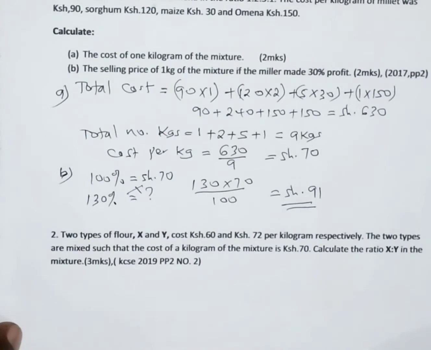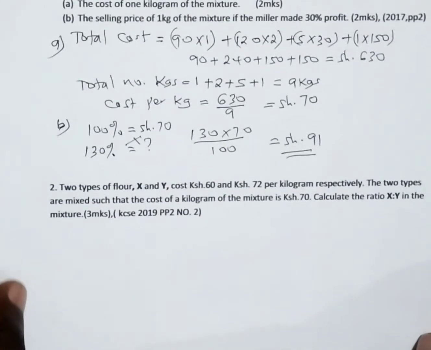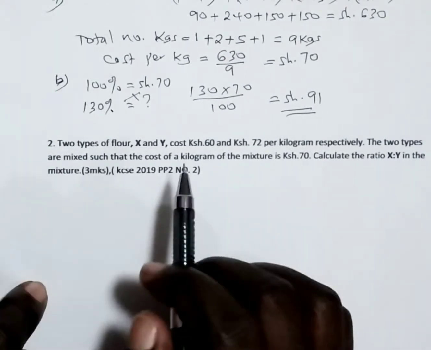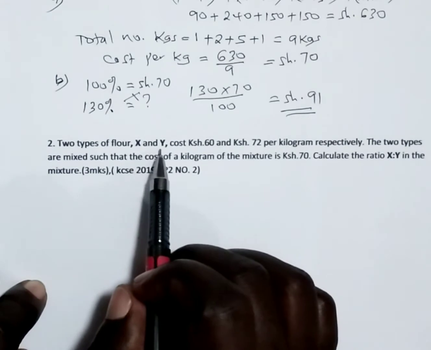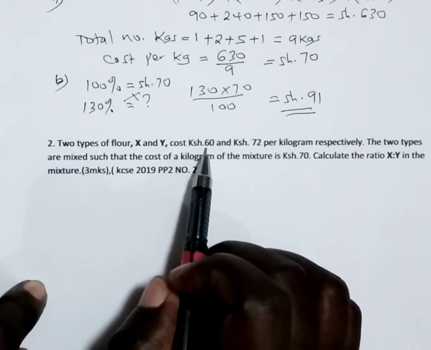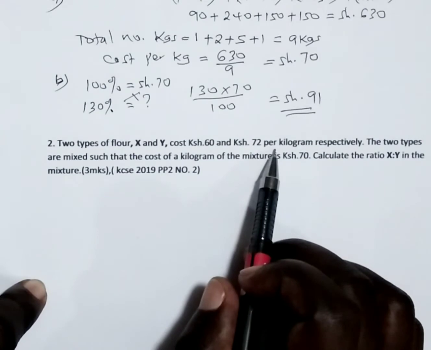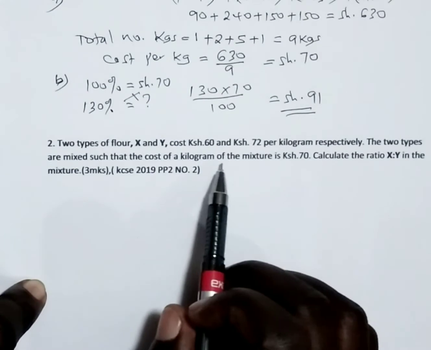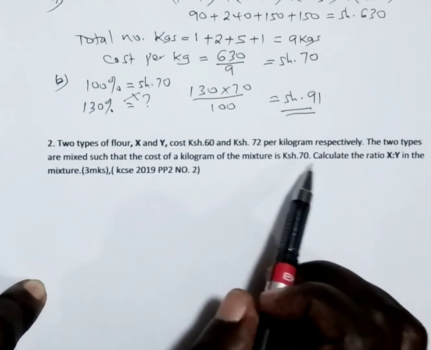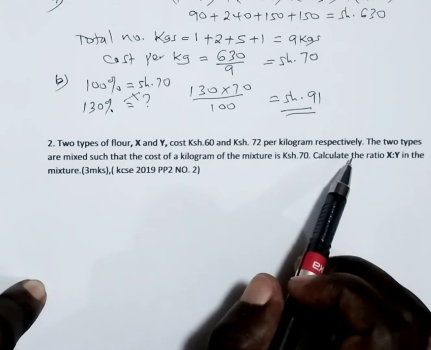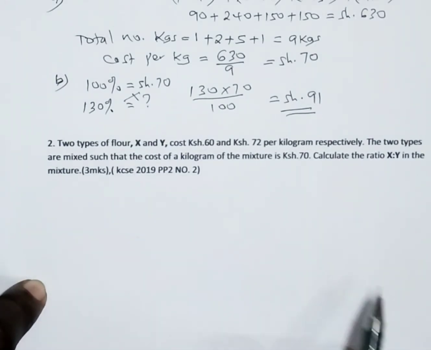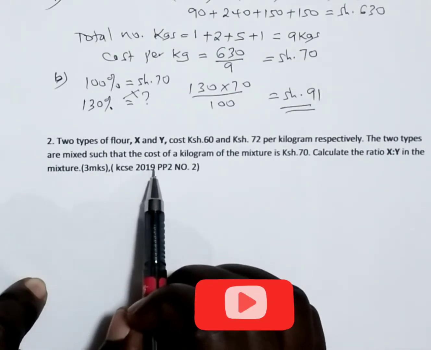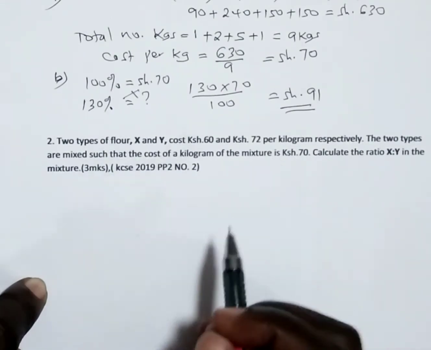Looking at question number 2. Question number 2 says, two types of flour, X and Y, cost 60 and 72 shillings per kilogram respectively. The two types are mixed such that the cost of a kilogram of the mixture is 70 shillings. Calculate the ratio X to Y in the mixture, for 3 marks. This is a question that was tested in the year 2019, KCSE paper 2 question number 2.